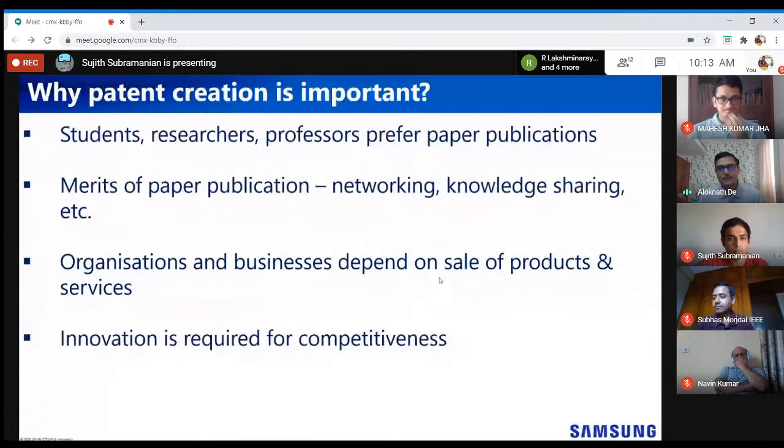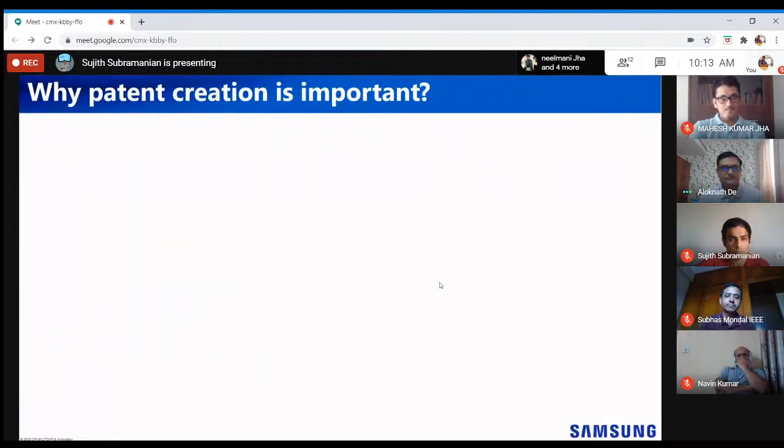And we will talk about it maybe in the next round of our patent discussions. But today, I think this is good enough to go. So if you go to the next slide, Sujit.